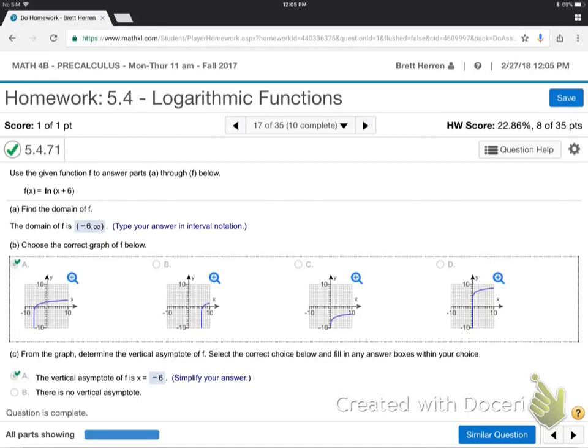This is a really long homework, but super valuable. If you do a good job on this homework, you'll learn so much about logs and exponentials, how to do it. So let me show you. Let's go through. I'll probably have time for like 2 or 3 at most. They take a long time because they ask you everything under the sun.